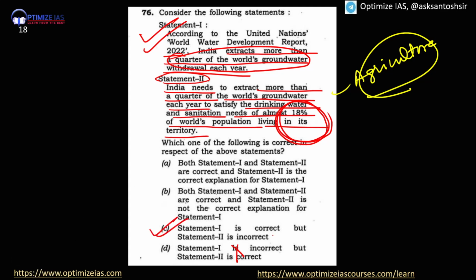Statement 1 is correct, but statement 2 is incorrect. Here, although the fact is correct, it is used incorrectly as the explanation. So here also you see, wherever UPSC is using a fact, generally those statements are incorrect. Although again I repeat, the fact is correct: India's share in the world population is 18%. But groundwater is not used for drinking water. Groundwater is mainly used for agriculture, 80% of it. So this statement becomes incorrect. Wherever UPSC is using a fact and trying to frame some statement, generally those statements are incorrect.